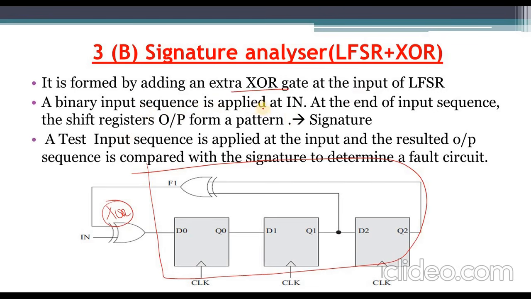Here the binary input sequence is applied at the IN. At the end of the input sequence, the shift register output will form some kind of pattern. That pattern is called a signature. The test input sequence is applied at the input, and the resulting output is compared with the signature in order to determine the faulty circuit. Simply remember that a signature analyzer means an LFSR along with an XOR gate at the input side.